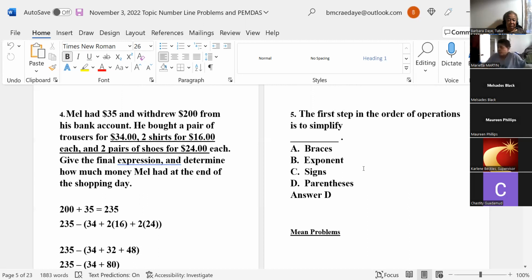And number 5, now Mercedes, was it parenthesis A on your homework? Yes, miss. Okay, so that's my mistake, because what I gave here is braces, and I said answer D. As long as you have parenthesis for number 5, that's correct.